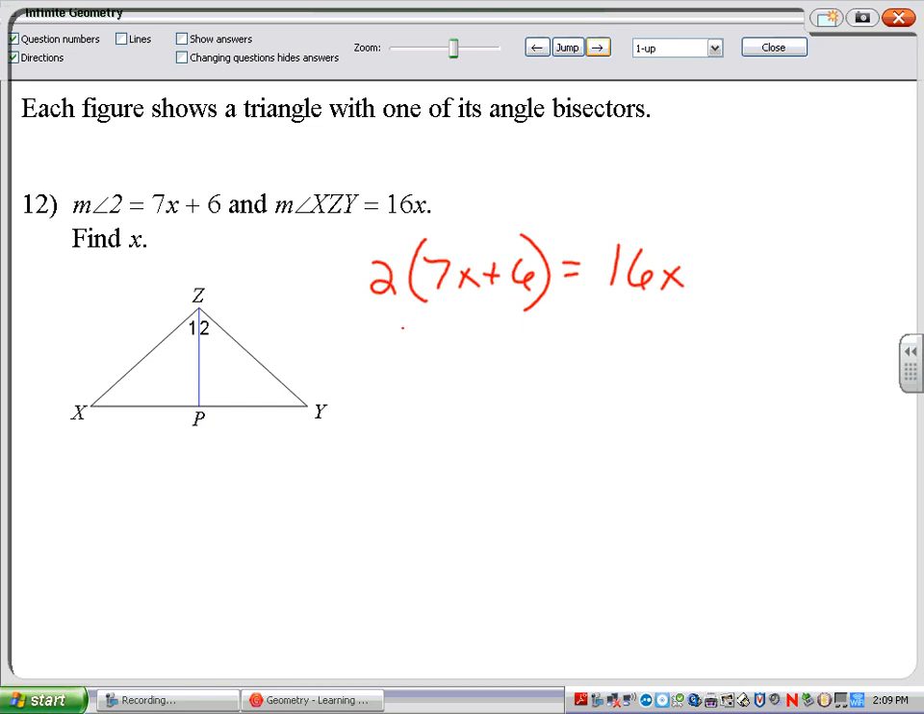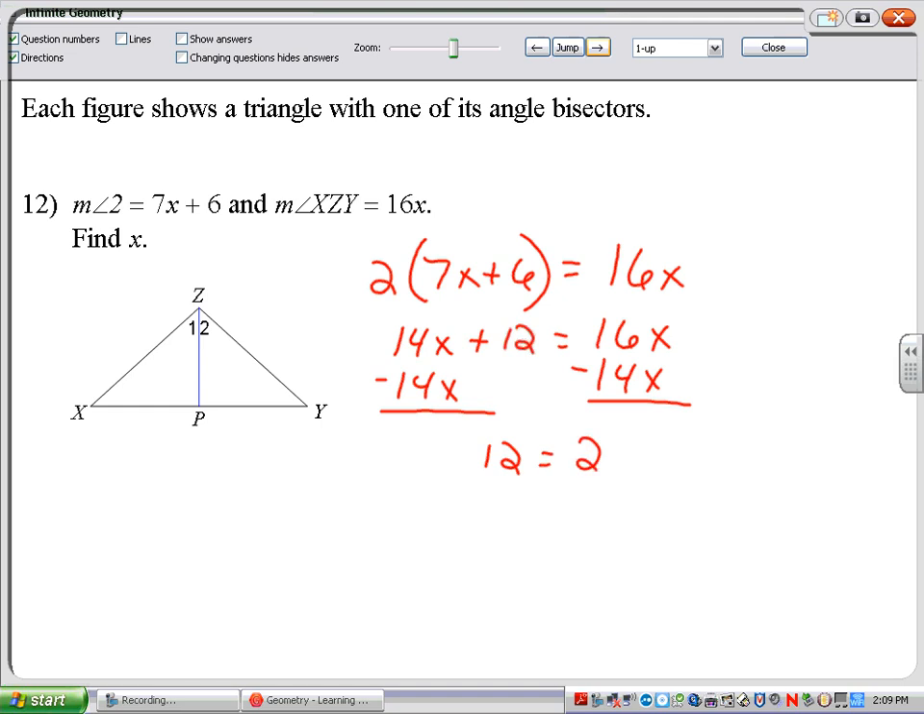So distributive property, 14x plus 12 equals 16x. I would just subtract 14x from both sides to give me 12 equals 2x. And then divide both sides by 2, and that's an answer of 6. 12 divided by 2 is 6. So again, number 12 is 6.